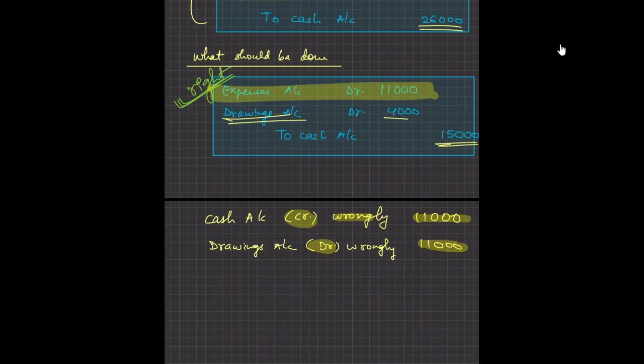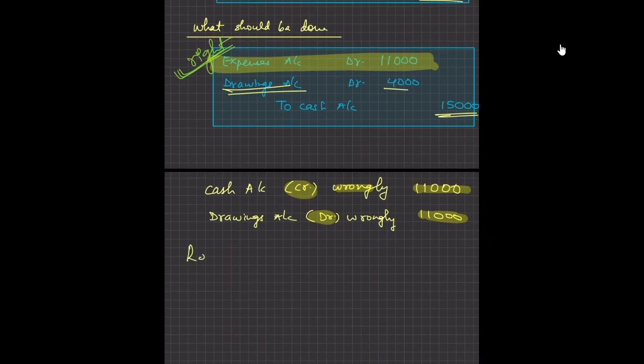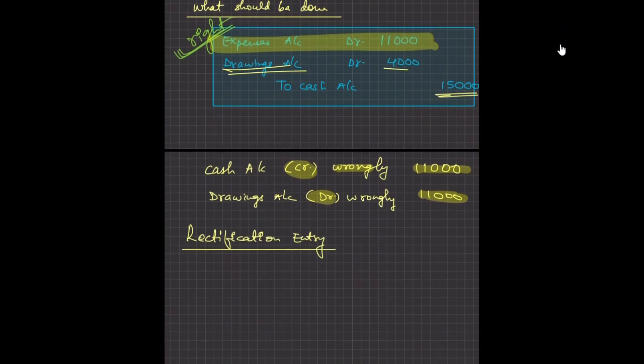So now what should be the rectification entry? Your cash account was incorrectly credited. So now you will debit the cash account by 11,000 and you will credit the drawings account because it was earlier incorrectly debited by 11,000. So this is the rectification entry which you are passing now.